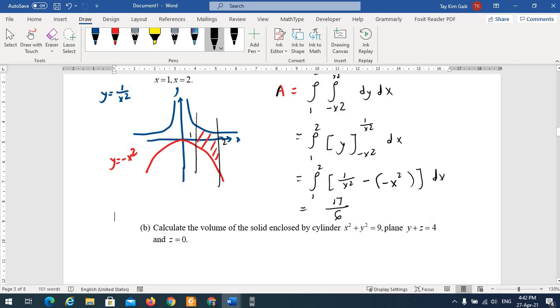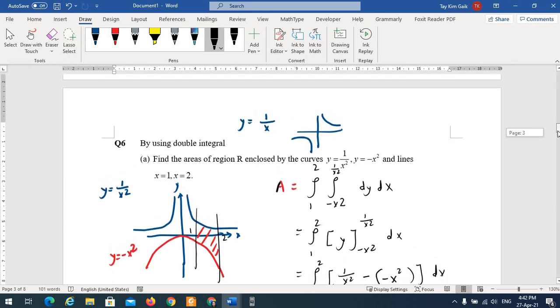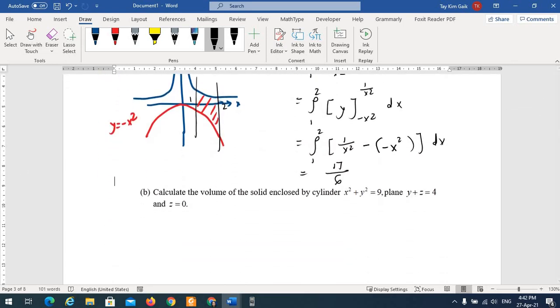So this is question 6A. Is it okay? Okay. And then 6B is volume.